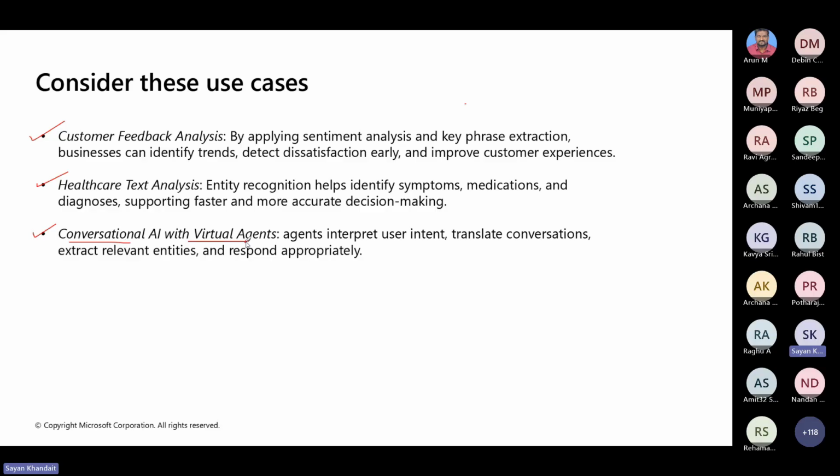Conversational AI with virtual agents is another use case where you can use the language solution. These services can help you to create powerful virtual assistants that can interpret the intent of a user. They can translate conversations, they can extract relevant entities in a sentence, and they can then respond appropriately depending on whatever the user has asked.